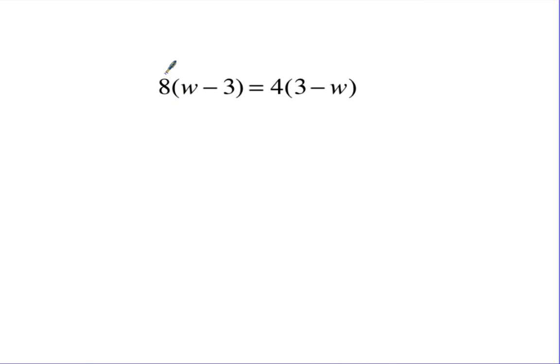Last example. Do this exactly the same way we did the one before, so we're going to remove the brackets first of all by expanding out. 8 lots of w will be 8w, 8 lots of 3 would be 24, so 8 lots of minus 3 must be minus 24. On the right hand side, 4 lots of 3 is 12, and 4 lots of w is 4w, so 4 lots of minus w must be minus 4w.